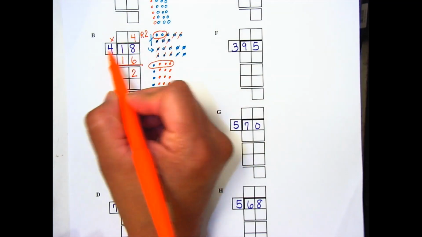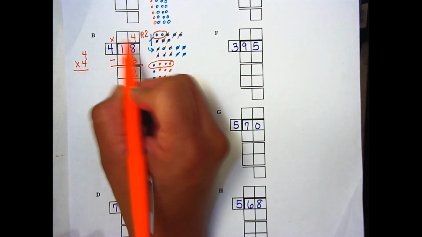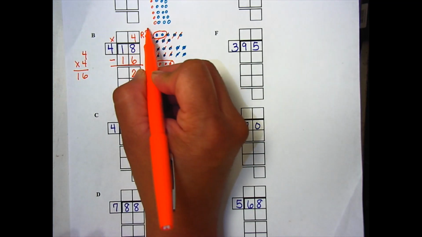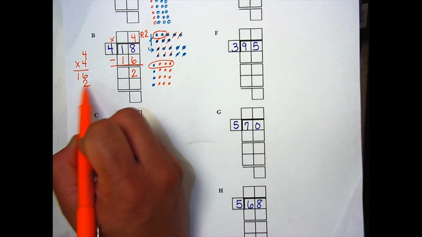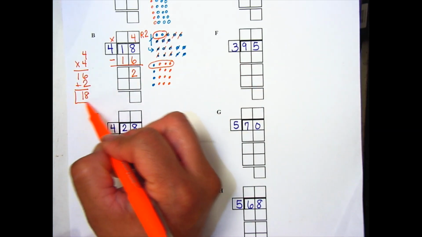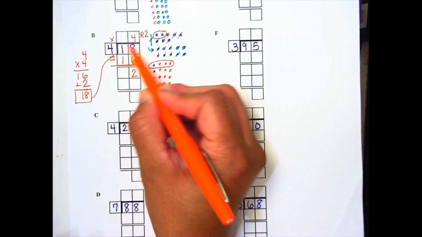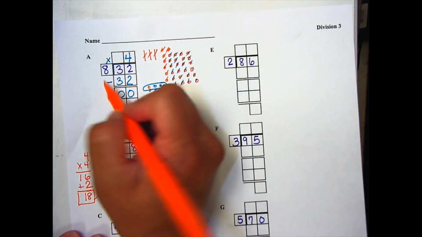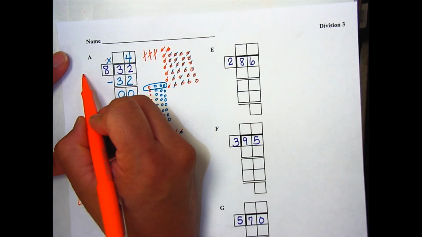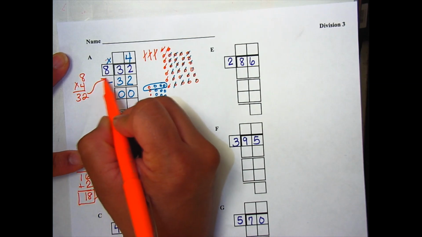I can do 4 times 4. Well, 4 times 4 is 16, plus my remainder is 18. So this is the same as my dividend. I can do the same thing here. I can check my answer. 8 times 4 is 32. It's the same as my dividend.